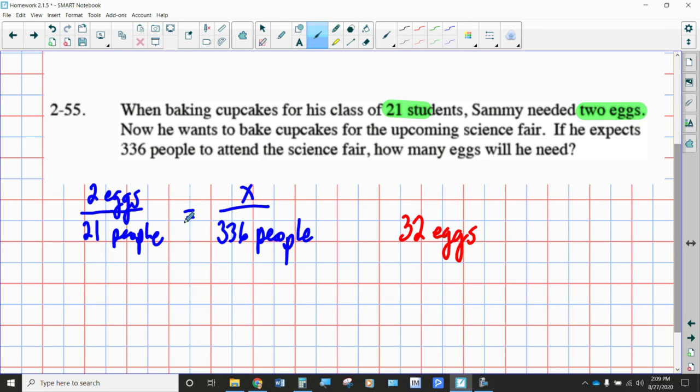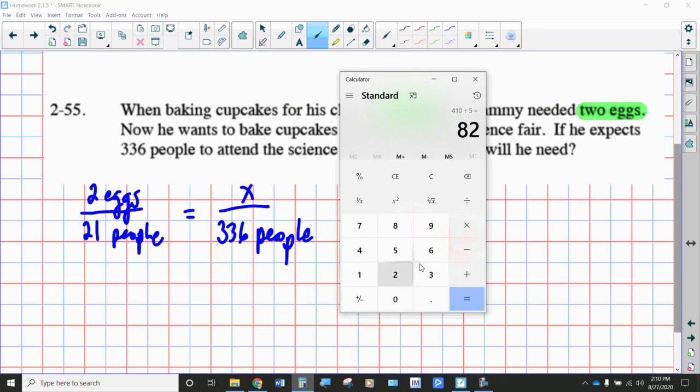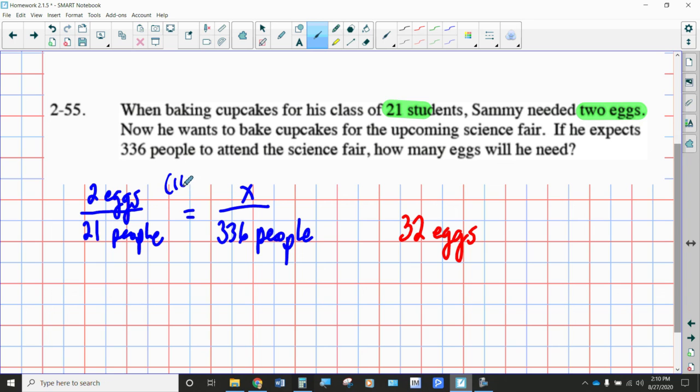And I think in this case, does 21 go into 336? I'm not really sure. 336 divided by 21 is 16. Okay, so if we multiply this times 16 and this times 16, there's your giant 1, and that's how you get 32 eggs are needed if you're going to be serving cupcakes to 336 people.